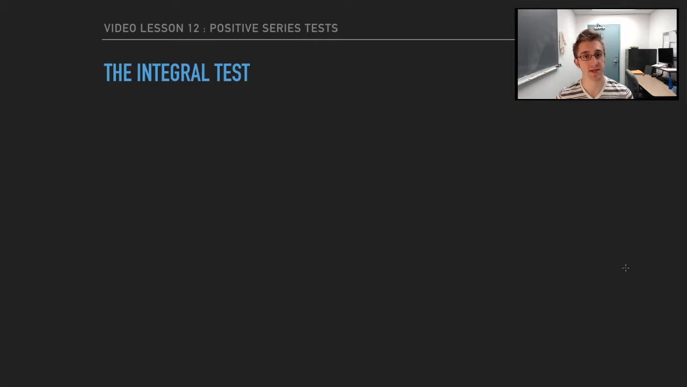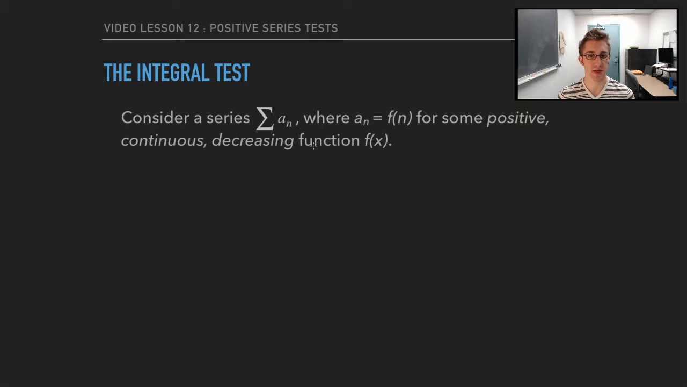So here's the first test that we're going to be talking about. It's called the integral test. We start with some series, that's of course a positive series, and we assume that the terms of our series are given by a continuous decreasing function. So we have some function f of x, and to get the terms of our series, we're plugging in whole numbers into our function. Just like with sequences, not every series is of this form, so you can't always use this, which is important.